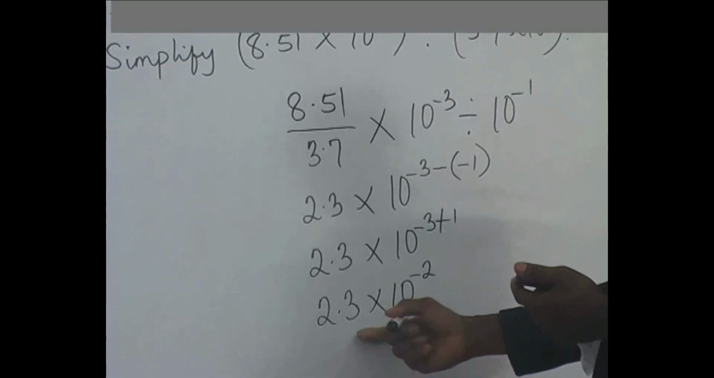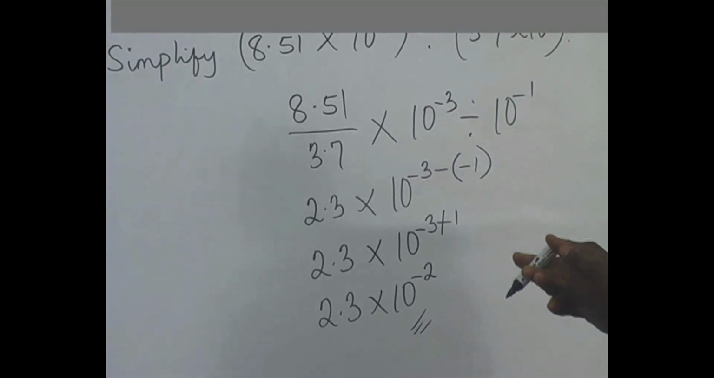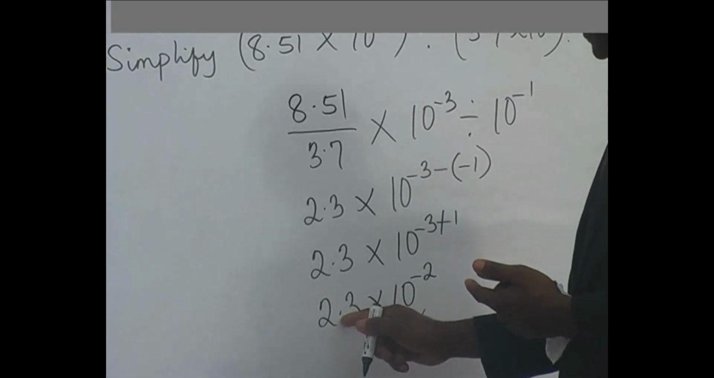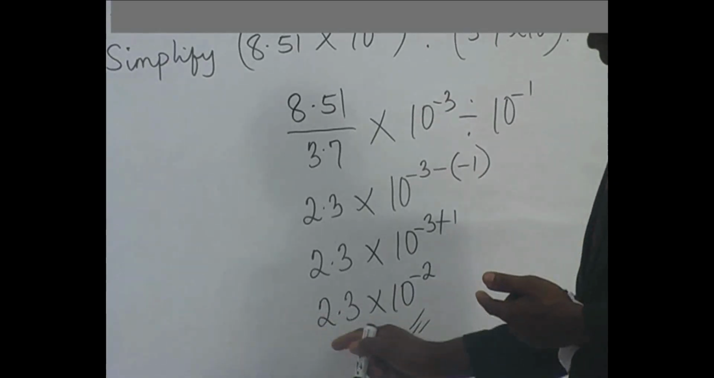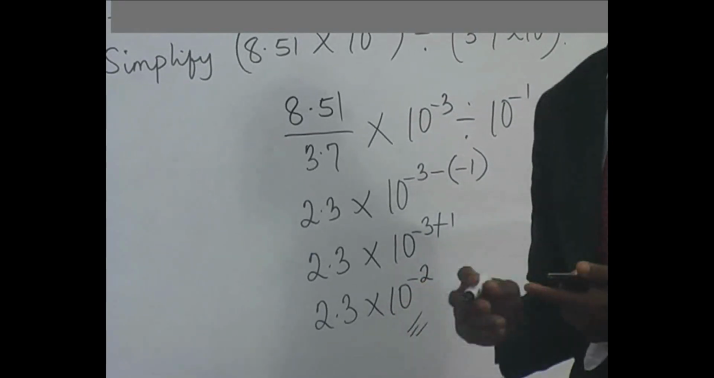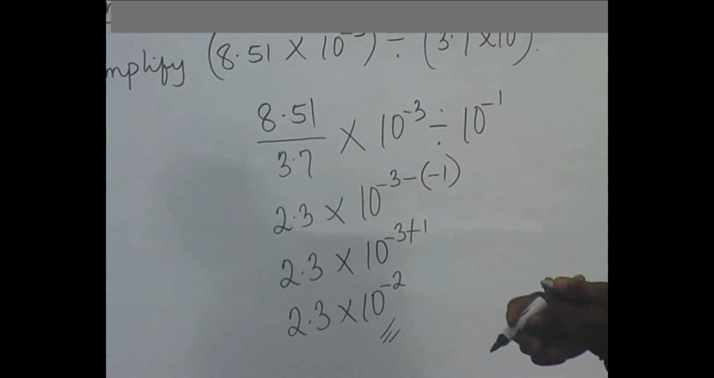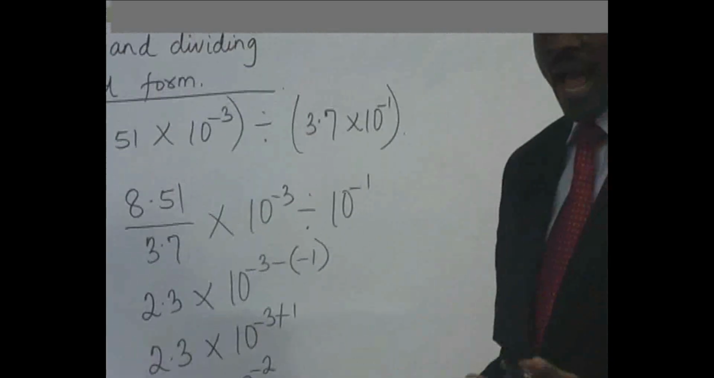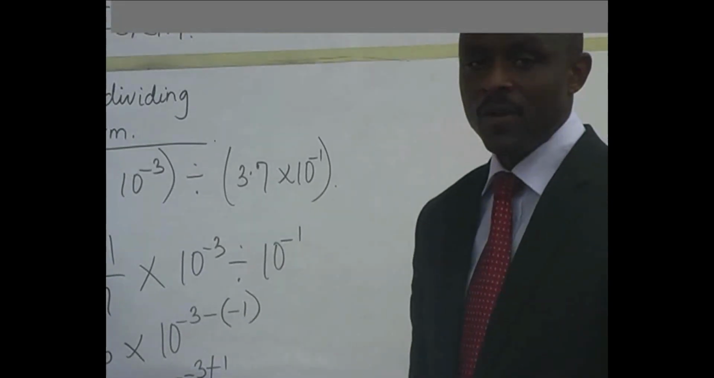If you like, you can change this number to an ordinary number by moving this decimal sign towards the left across two places, because we have minus 2 as the exponent of 10. If you like, you can leave it like this. Whichever way you go, they have the same value.